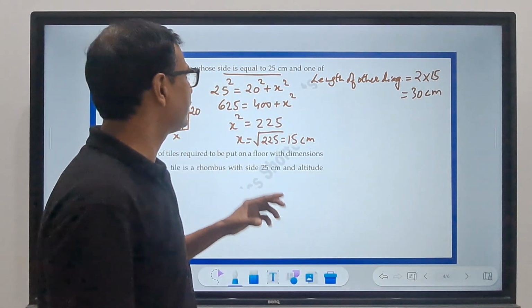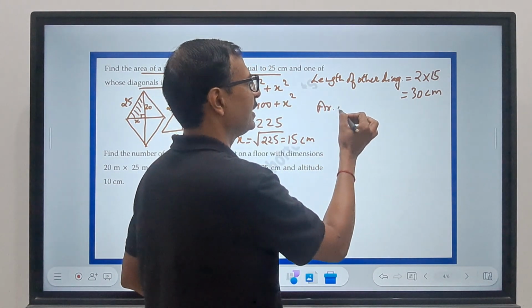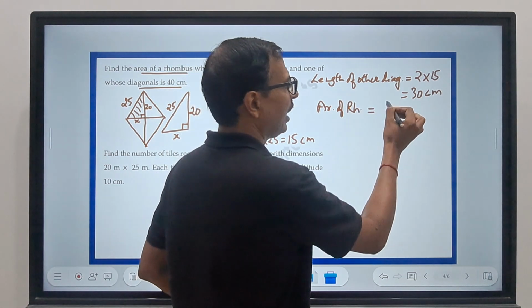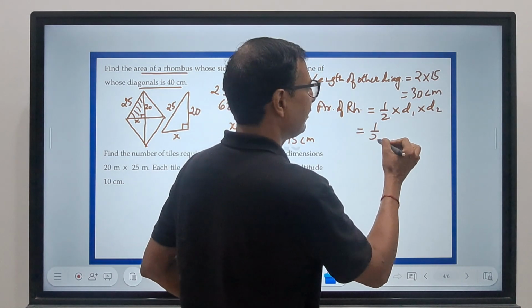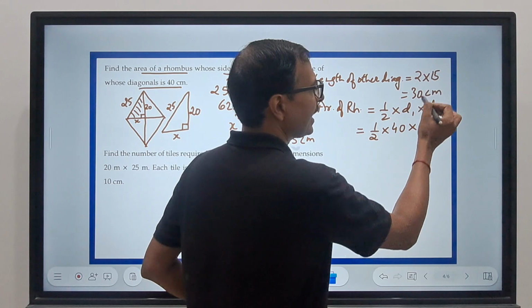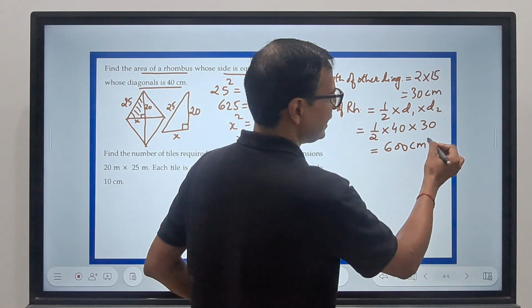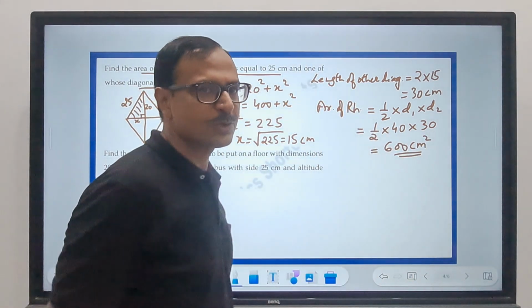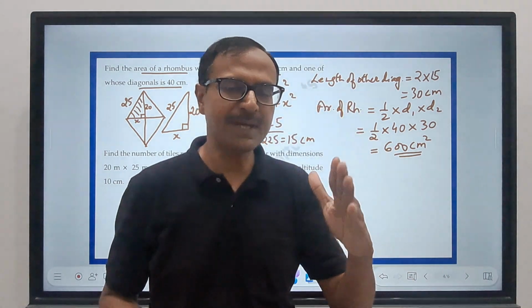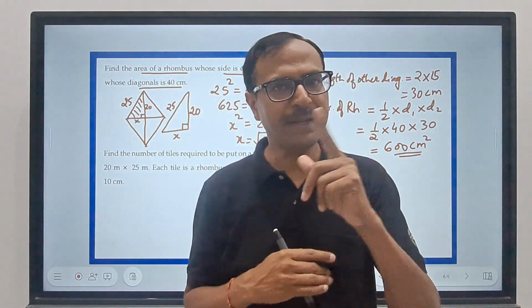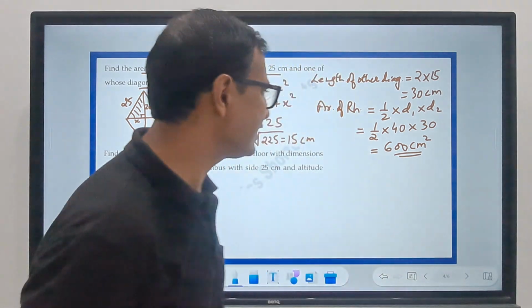And once you know the length of the two diagonals, we can find the area of the rhombus, because area of rhombus is given by half into first diagonal into second diagonal. So let's put the values. Half into first diagonal was 40 and the other diagonal is 30. So 1200 by 2, 600 square centimeters is the area of this rhombus. So the application of Pythagoras theorem is what is important when you are given one side of the rhombus and one length of the diagonal, right? Very important question for all school students. Let's see this one.